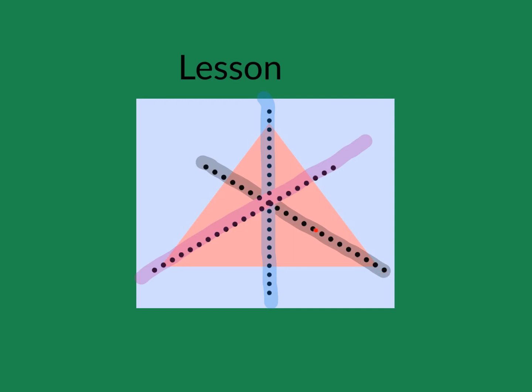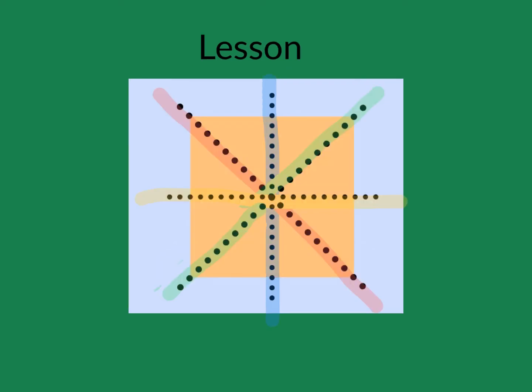Then there is the black line of symmetry. Again, there's a left and a right, and when the left is folded over the right, it's equal and it's a mirror image. Then there's purple. Again, there's a left side and a right side, and when the left is folded over the right, it's the exact same shape and it is a mirror image.